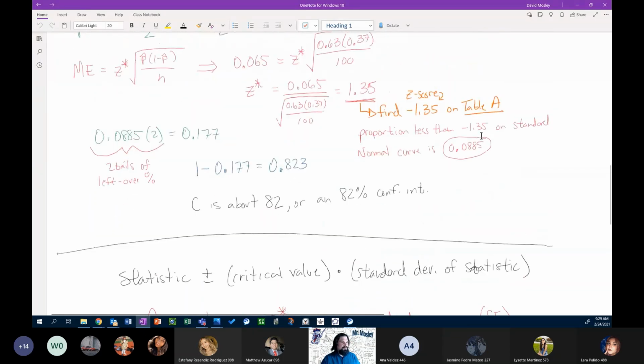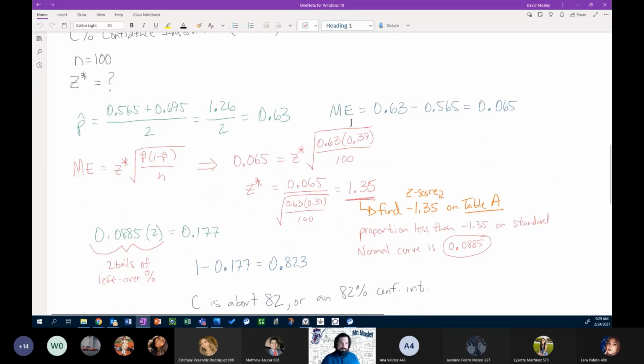I can find the margin of error. Right, so the margin of error is 0.63 minus, and I'm doing the larger side minus the smaller side, so we get 0.63 minus 0.565, and I get a margin of error of 0.065. We can confirm this by adding 0.065 to 0.63 and confirming that we get 0.695, which we do. Right, so we have a margin of error now, and we have P hat.